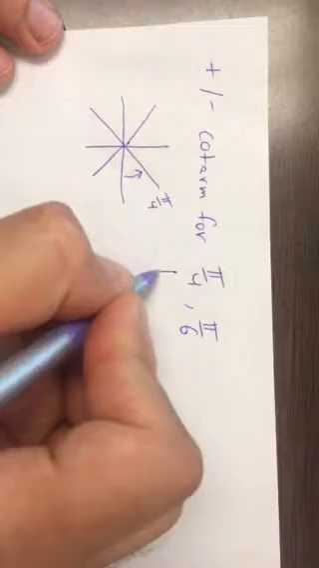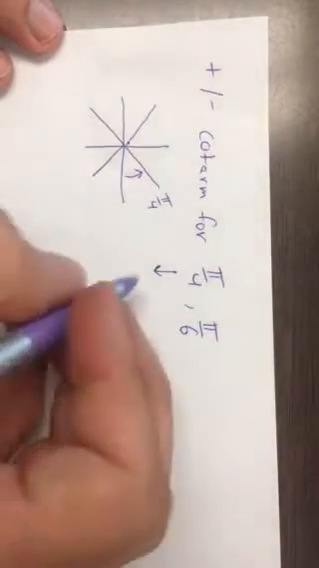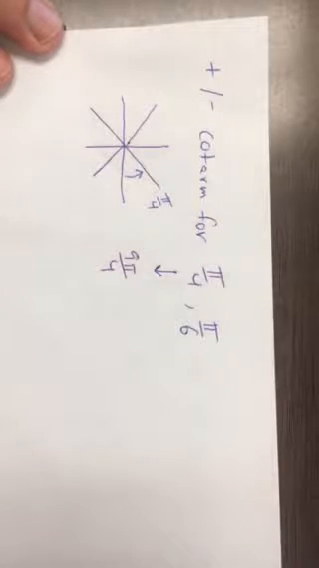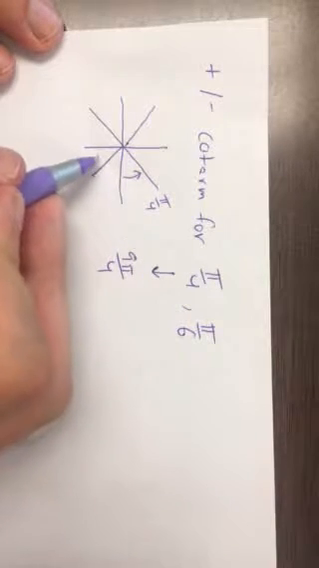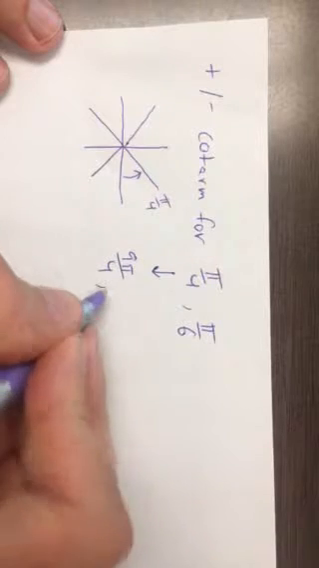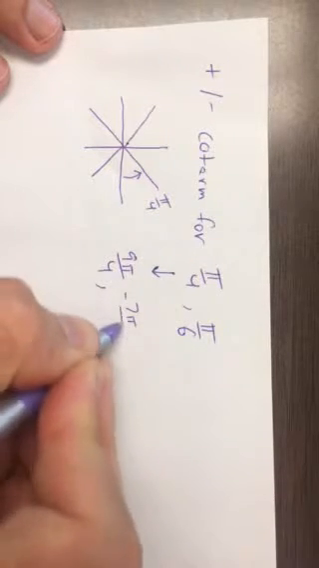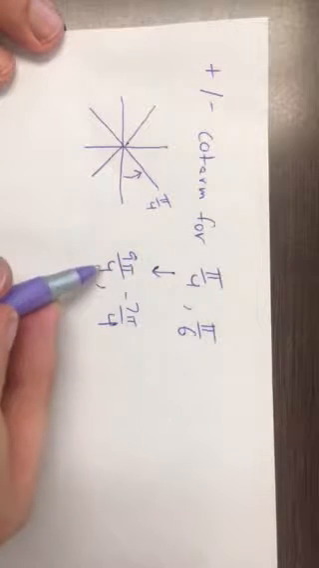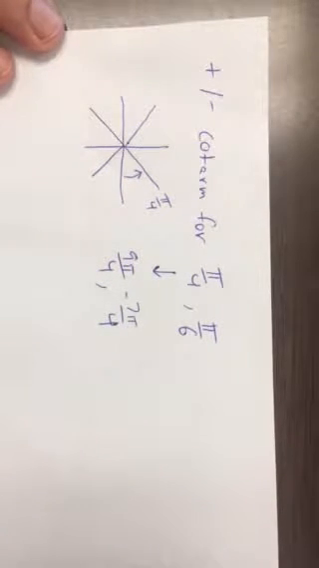So the answer for a positive coterminal for pi over 4 would be 9 pi over 4. For a negative coterminal, you could just go the other way. If I started counting, I'd go 1, 2, 3, 4, 5, 6, 7. So negative 7 pi over 4 would be the coterminal for pi over 4. So that's the positive coterminal, that's the negative coterminal.